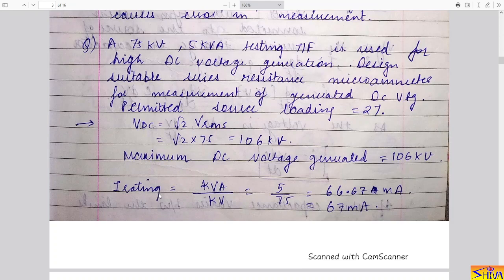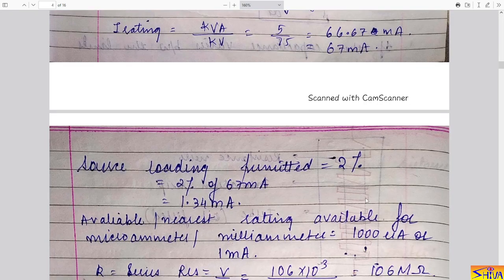Now let us see what is the current rating of this transformer. It is kVA upon kV. So 5 kVA divided by 75 kV. So it is 66.67 milliampere, approximately 67 milliampere. Now it is mentioned that source loading permitted is 2%. So 2% of 67 milliampere we have to take. So this is 1.34 milliampere. It means current through the meter should not be more than 1.34 milliampere. As 2% loading is permitted, it means this is the maximum current the measuring device can draw.